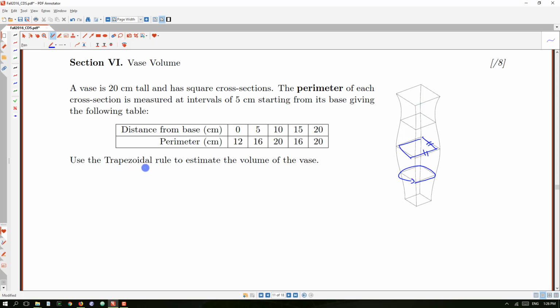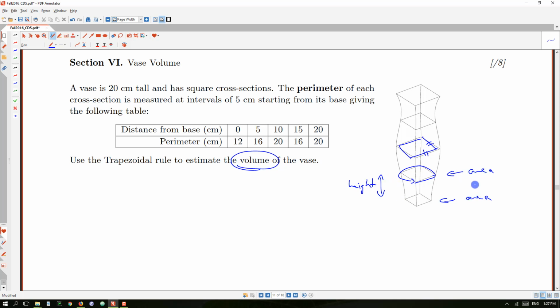What we're asked to do then is use the trapezoidal rule to estimate the volume of the vase. And the fundamental element here is just making sure that you're actually calculating a volume. So how we would interpret the trapezoidal rule here is to find an area of this side and an area of this side. And once we have that area, then we would multiply by the height. That'll give us a third dimension.